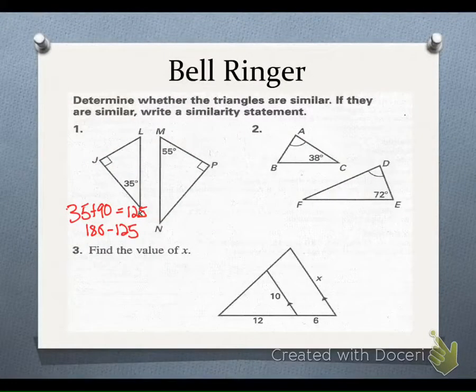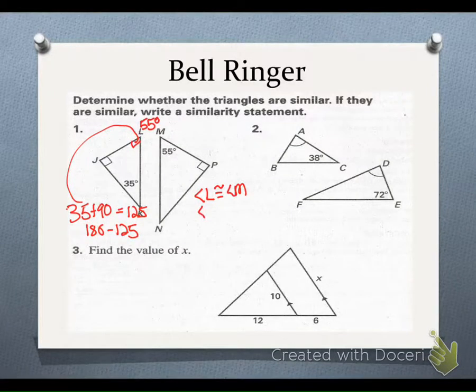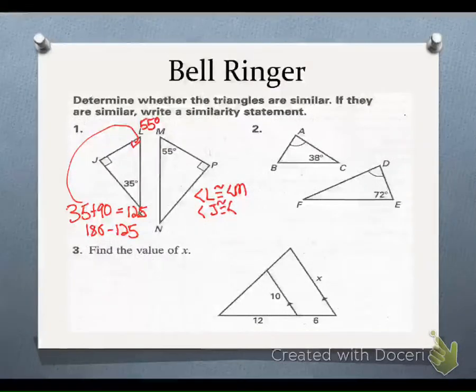Okay, and so what you were finding was angle L, and what did you get? 55. That's perfect. So we have 55 degrees. Now, which two sets of angles are congruent? So we see that angle L is congruent to angle M. That's perfect. And what's the other one? Yep, J is congruent to angle P.